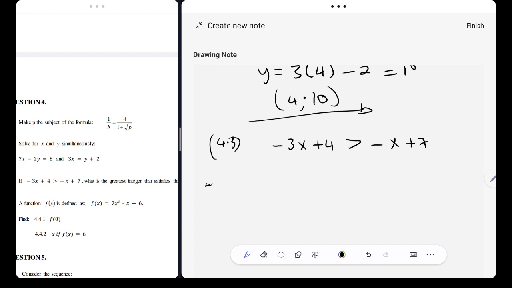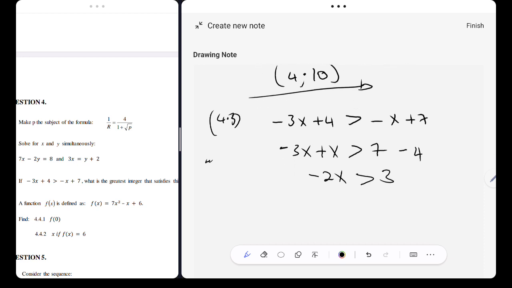So I will have negative 3x plus x is greater than 7 minus 4. This will give me a negative 2x greater than 3. Simply means that x is less than, or before I get there, let me just write everything step by step.